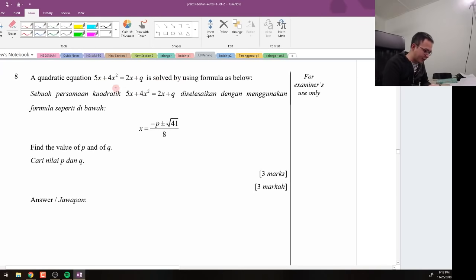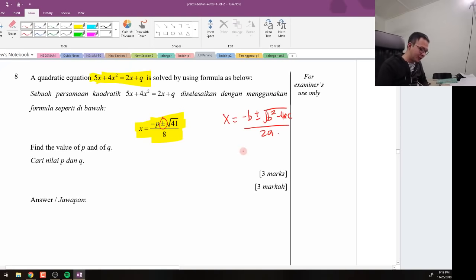You have a quadratic equation solved by using the formula as below. Find the values of P and Q. First you need to find the connection between the equation given and these two equations. A very important clue is plus minus. Actually, we do not have many formulas related to plus minus, isn't it? So when you see plus minus, you will think about this formula, right? Negative b plus minus square root of b squared minus 4ac, divided by 2a.